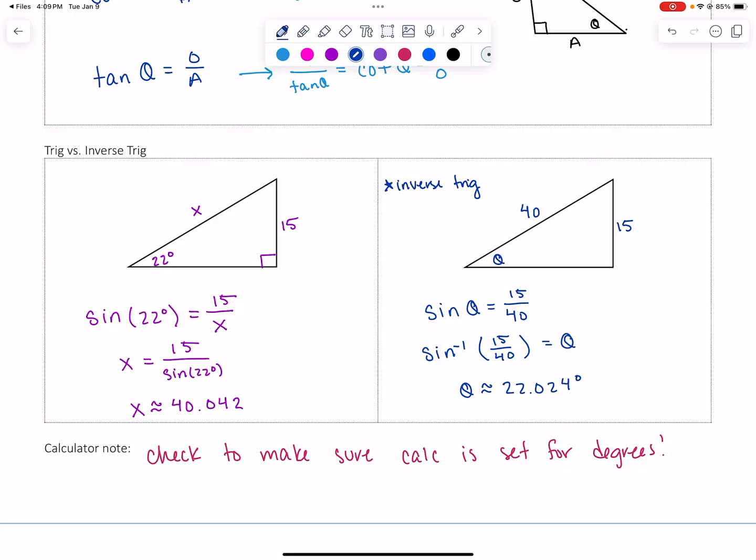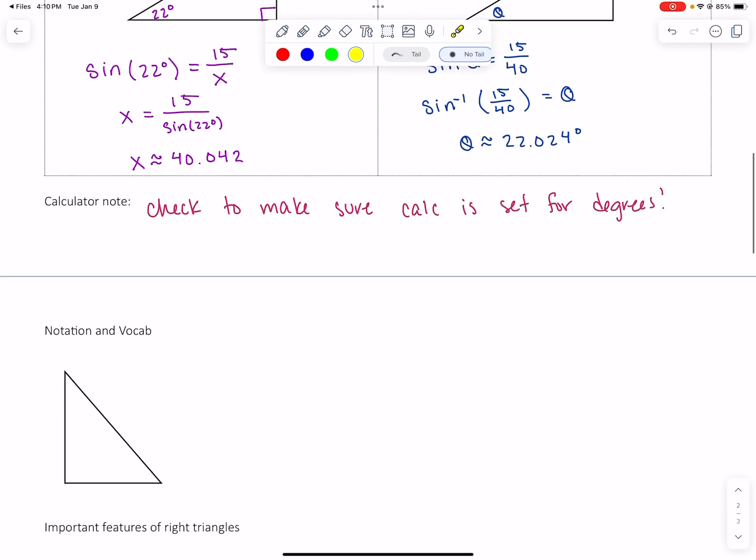All right, so make sure that you know the difference between those, that you're using trig and inverse trig. And again, on this one, you have to double check that calculator, making sure that you're hitting the keys correctly. You have to go second sine, and look for that inverse trig right there.